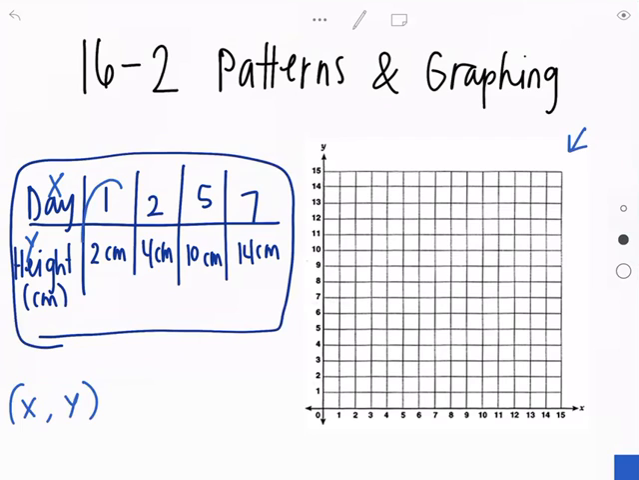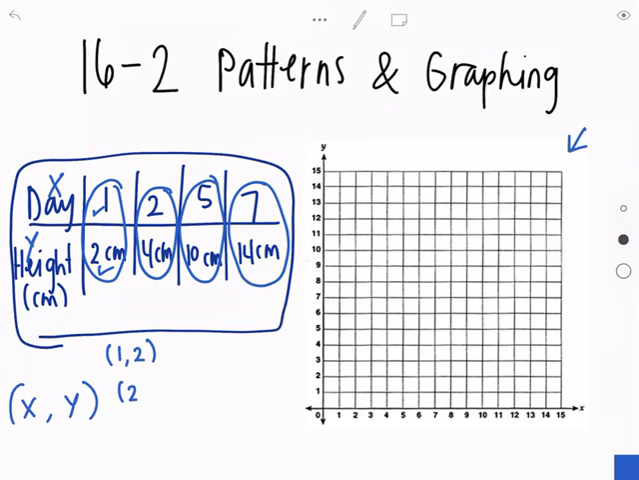So this will be one, this will be another one, this is another one, and then this is the last term. So for example, the first set is going to be 1, 2. So your x is 1 and your y is 2. Then the next one is 2 and 4, 5 and 10, and then 7 and 14.